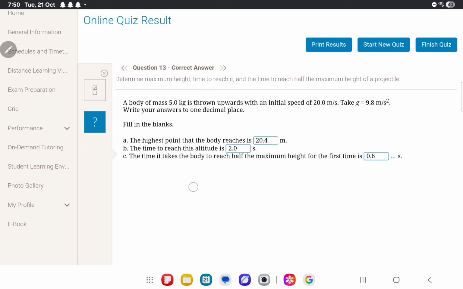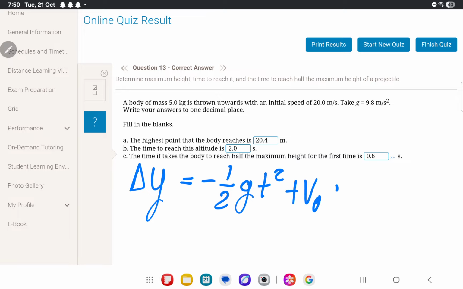So the highest point, delta y is equal to negative half of g t squared plus v0 sine theta t. Now, this is interesting because what is theta? It's not given. Well, it actually is, very sneakily. Thrown upwards means it's thrown straight up, so this is 90 degrees. This is the x and this is the y. So sine theta is sine 90, which is just going to be 1.